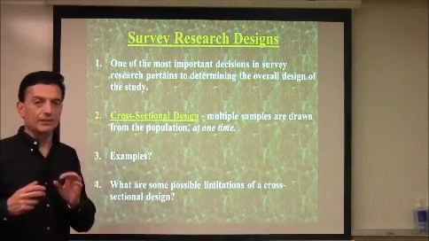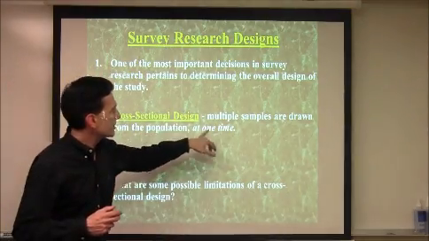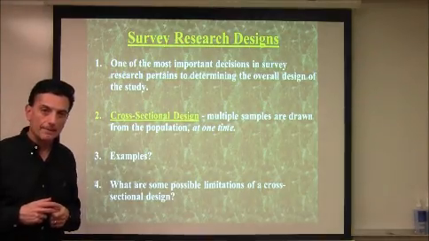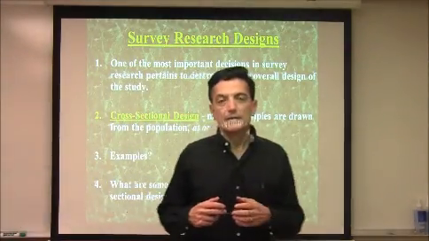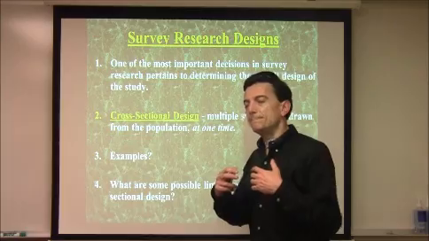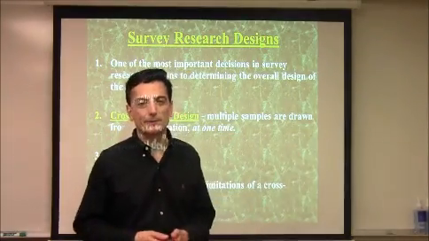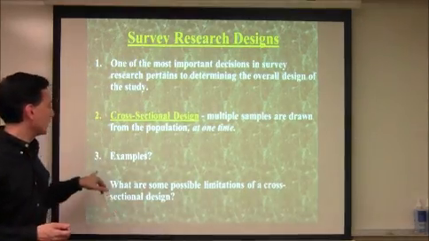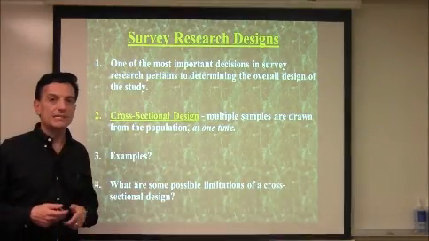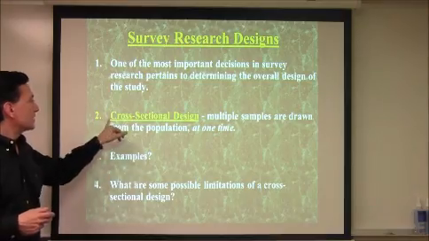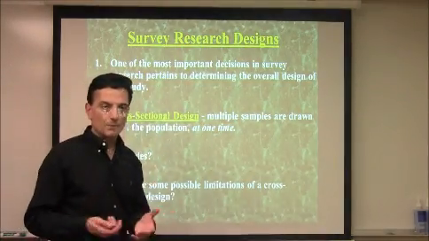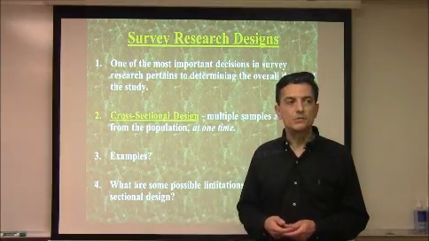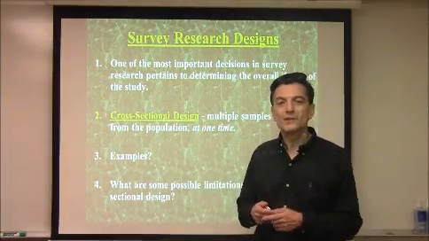The cross-sectional design is going to be characterized by taking multiple samples that are drawn from the population at one time. So you can think about this as representing a snapshot of the population in time. And I think that's a pretty good phrase, a snapshot in time. So what we'll ask you to do in just a moment is to generate some examples of cross-sectional designs. I'll give you a couple to warm you up, and then I'll see if you can apply this idea of a cross-sectional design to areas of interest for you within psychology.